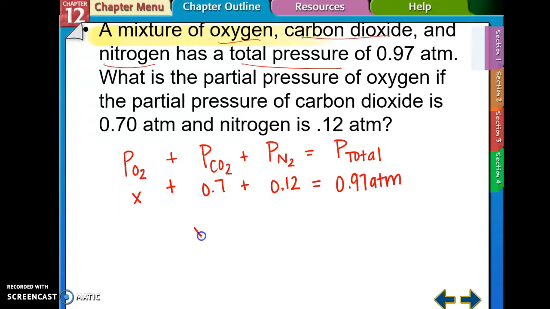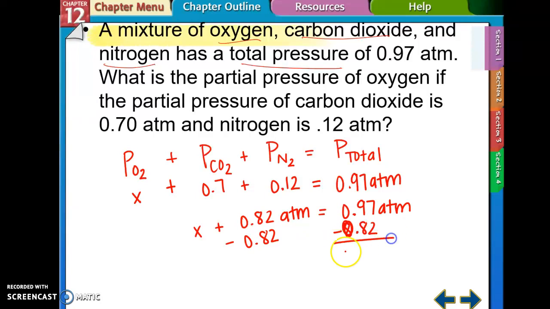I'm going to add my like terms. So this is going to be X plus 0.82, that is also in atmospheres, is equal to 0.97 atmospheres. To get X by itself, I'm going to subtract on both sides. Sorry, that should be a 0.82. And I get 0.15 atmospheres. And that is Dalton's law of partial pressures.